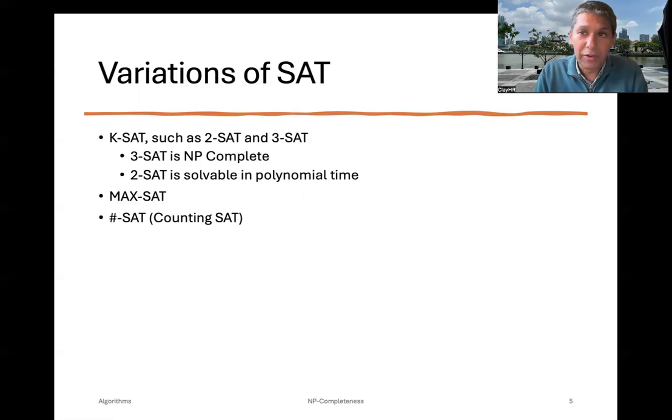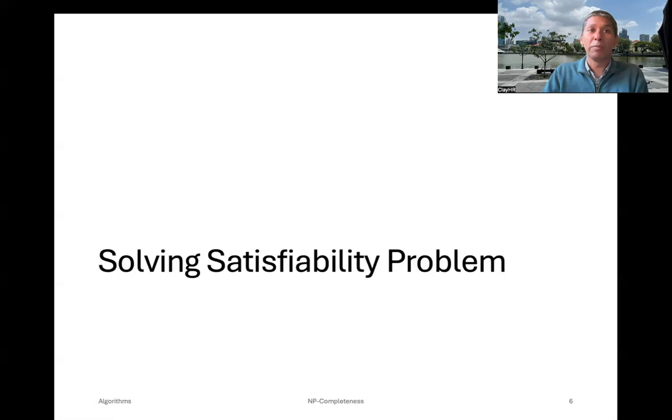There can also be other versions, such as MaxSAT, which means we simply try to maximize the number of clauses that can be made true. There can be a counting SAT: find all the truth assignments that make the clauses satisfiable. MaxSAT and counting SAT are also hard problems. Counting SAT is, in fact, considered even harder than MaxSAT, and MaxSAT is also NP complete. So those are some of the variations of the satisfiability problem.